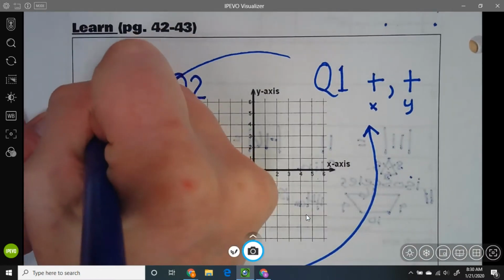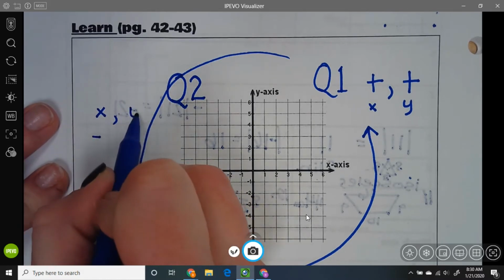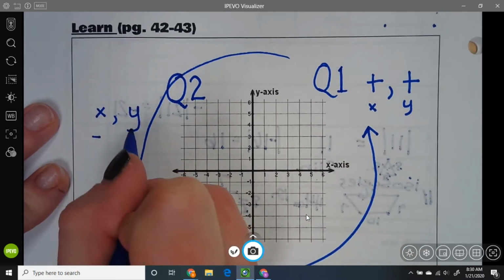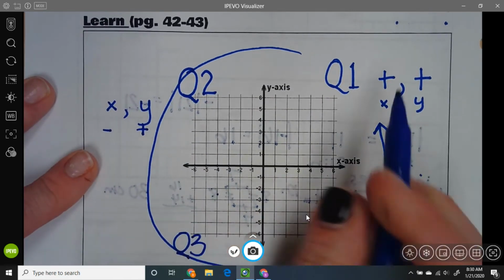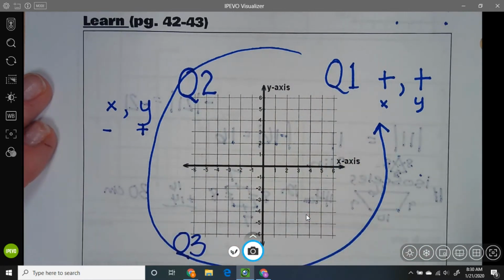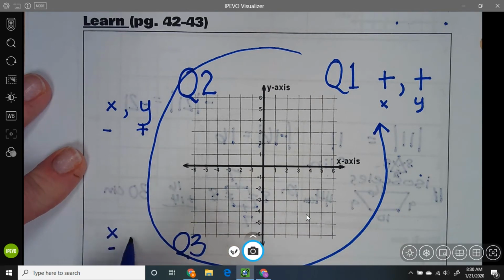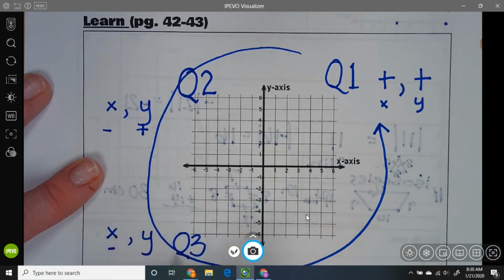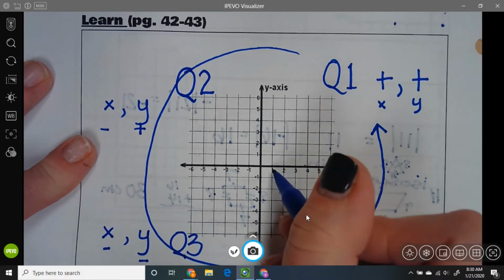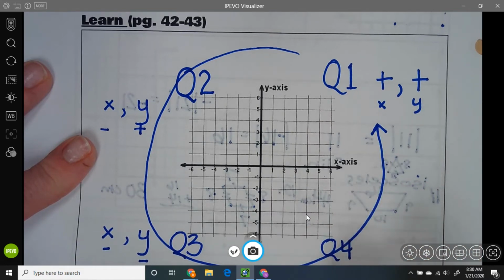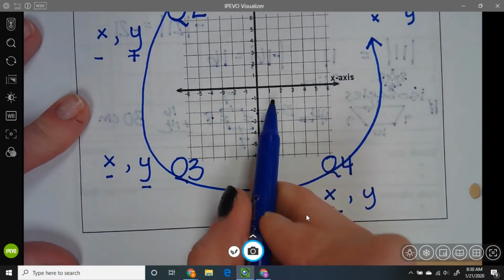So this would be quadrant 2. And the x-axis here, you can tell would be negative, and the y-axis is positive. And then you guessed it, we have quadrant 3, because quadrant 1, 2, 3. Here, the x-axis you can see is negative, and the y-axis is also negative. And then we end at quadrant 4, where the x-axis is positive and the y-axis is negative.